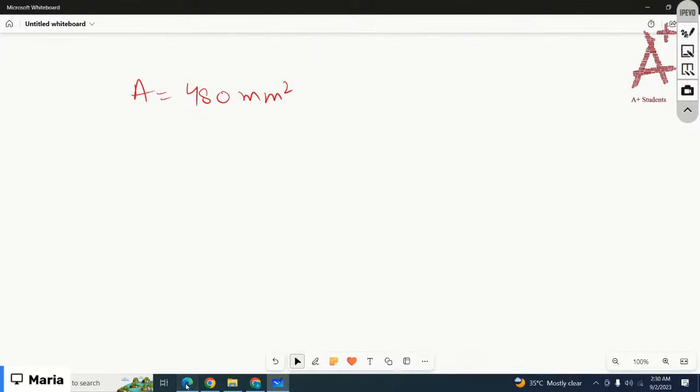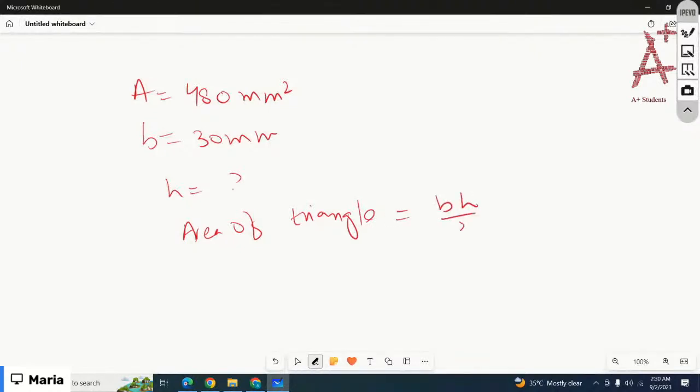The area is 480 millimeter square and the base is 30 millimeter. You have to calculate the height, right? We know that the area of a triangle is base times height divided by 2. Let's just substitute the values, that is 480 millimeter square.